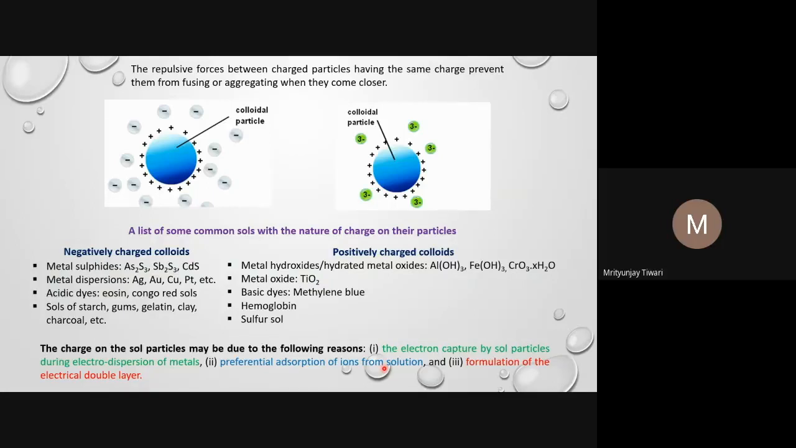Then preferential adsorption of ions from the solution: these colloidal particles also adsorb certain ions preferentially. They may adsorb positive ions or negative ions. If they adsorb positive ions, the colloidal particles will become positive, and if they adsorb negative ions from the solution, and these ions are in excess in solution, the particle will become negatively charged. And then also the formation of the electrical double layer. These things we will elaborate in detail today.